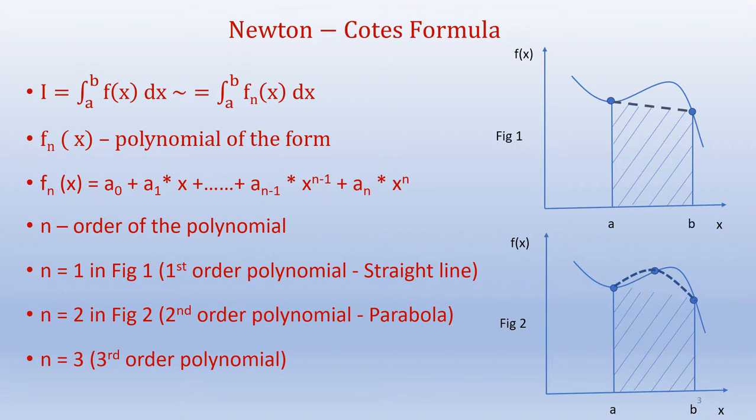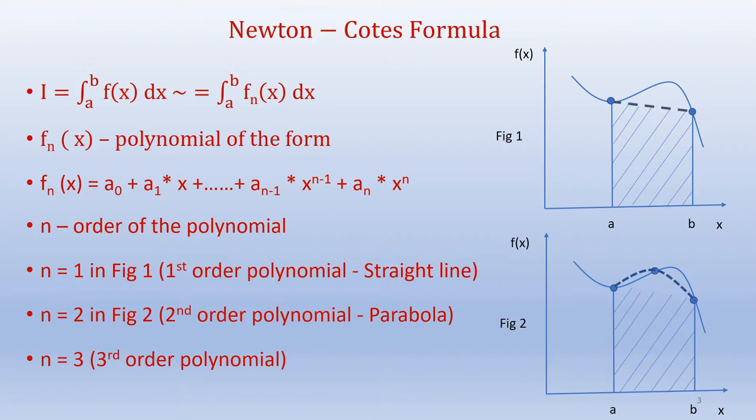The general Newton-Cotes formula is given as I equals integral a to b f of x dx, which is approximated as integral a to b fn of x dx, where fn of x is the polynomial of the form a0 plus a1 times x plus a2 times x squared and so on, plus up to an minus 1 times x power n minus 1 plus an times x power n. Here n represents the order of the polynomial.